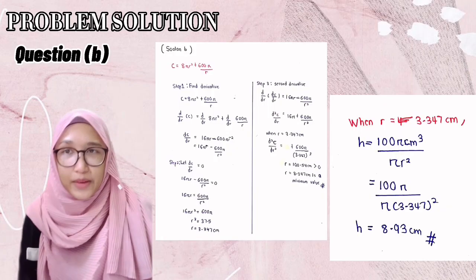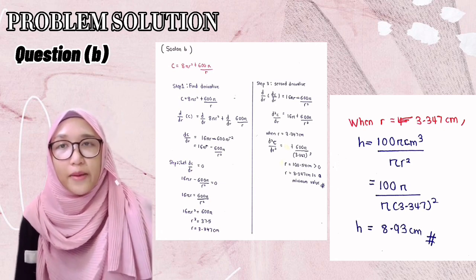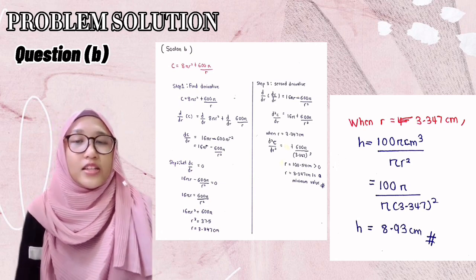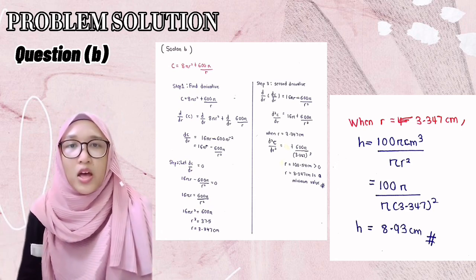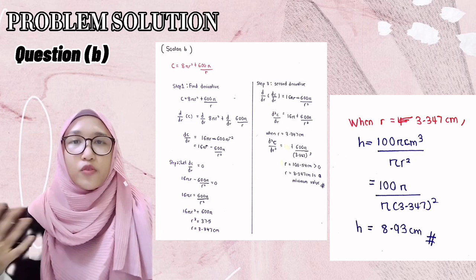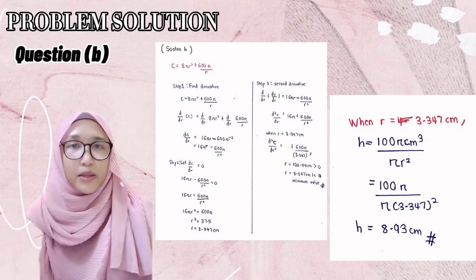Hi, I'm Nursa Sabila. Today I will solve the question: find the dimension of the can such that the total cost of constructing the can is a minimum value. So, we need to find the height and radius of the can at minimum value.